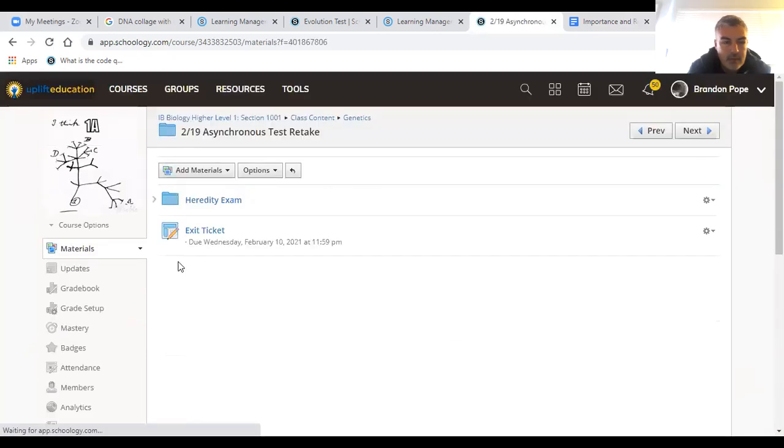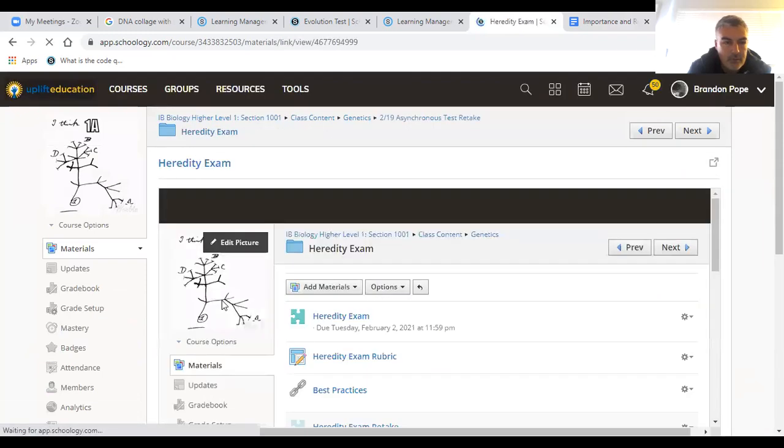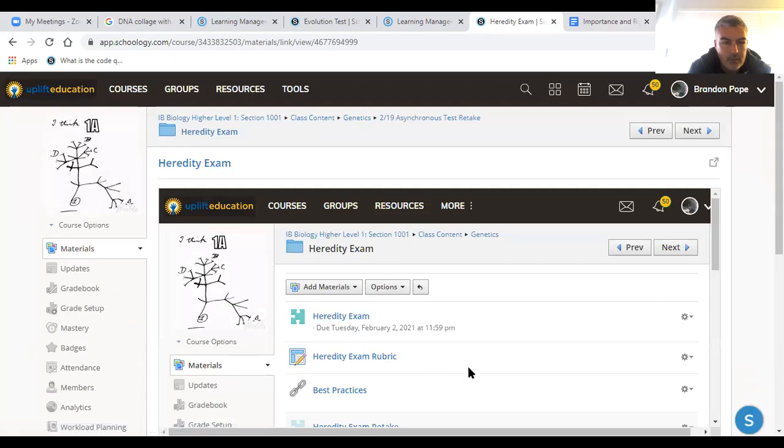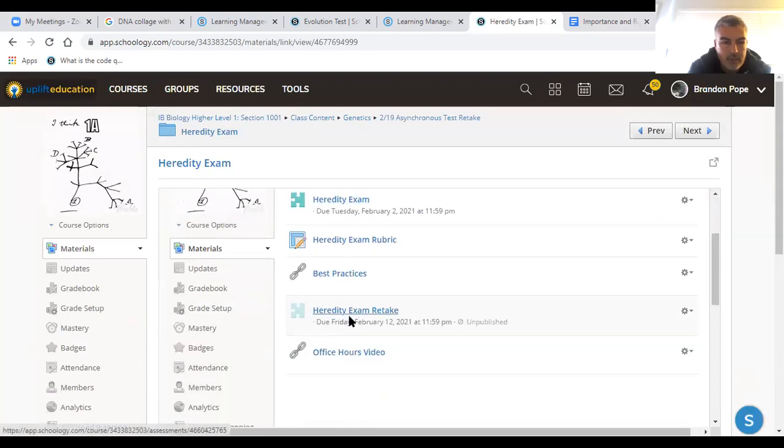Asynchronous retake. There's a couple ways to get to it. You can click this folder. When you click this folder, it will take you to the original heredity exam. You can see it's obscured. There's a retake here. I'll attach names to it based on those of you who have been coming to the tutorials, who've been coming to office hours. Put your names on there. When you log in, you'll be able to see it. Everybody else will not be able to see it, and you can take the retake.